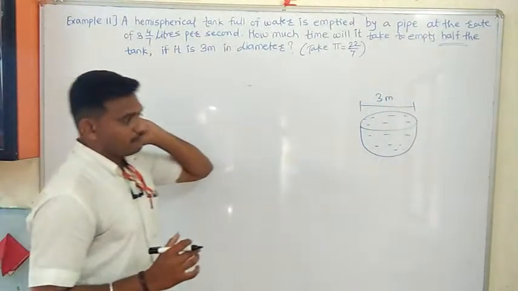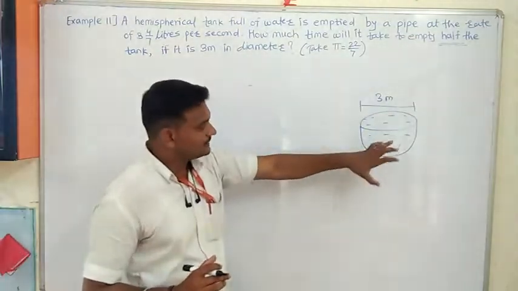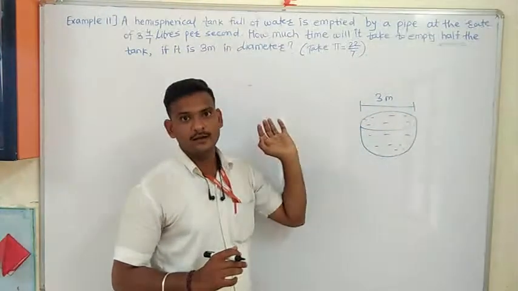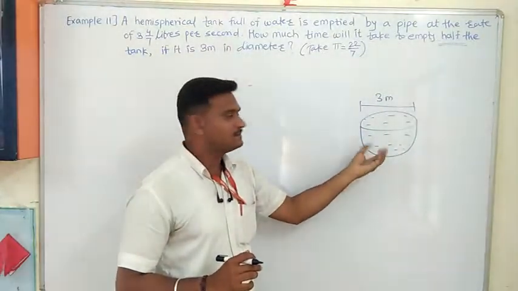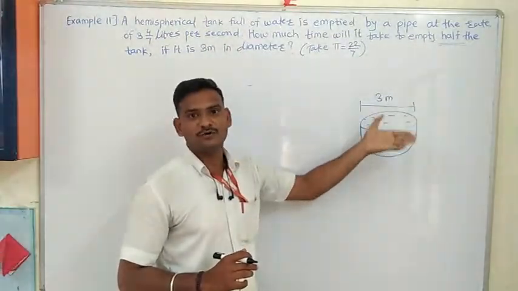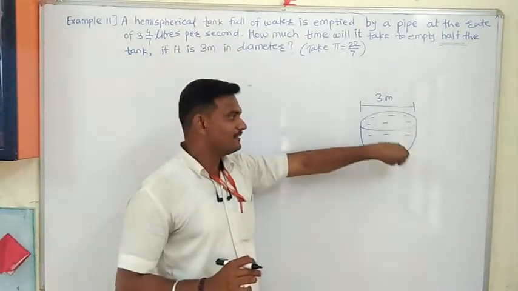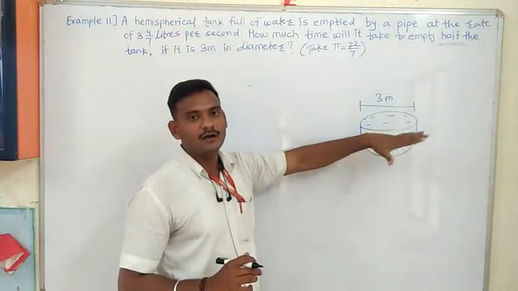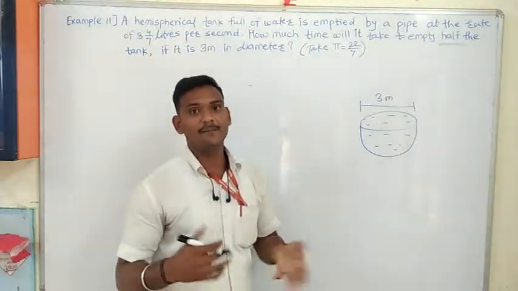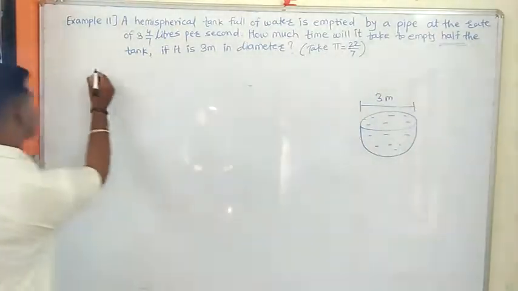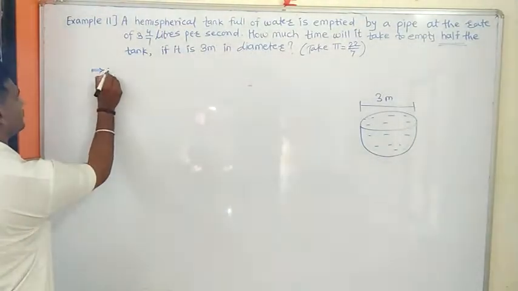Okay. For this, what do we need here? First of all we have to calculate the volume of this hemispherical tank, and after that we have to halve it. Then only we will get the volume of water to be emptied from this tank.